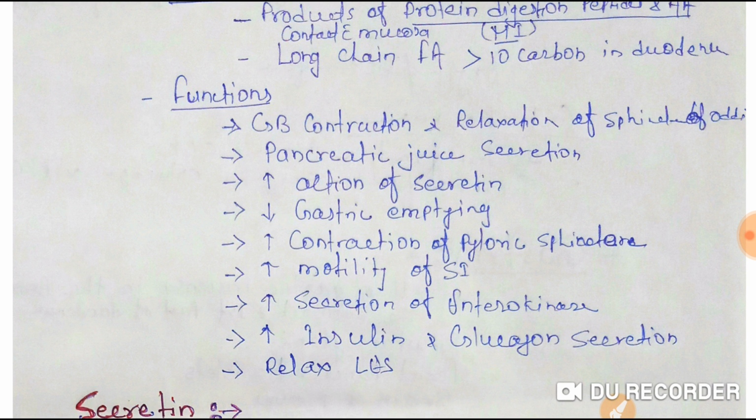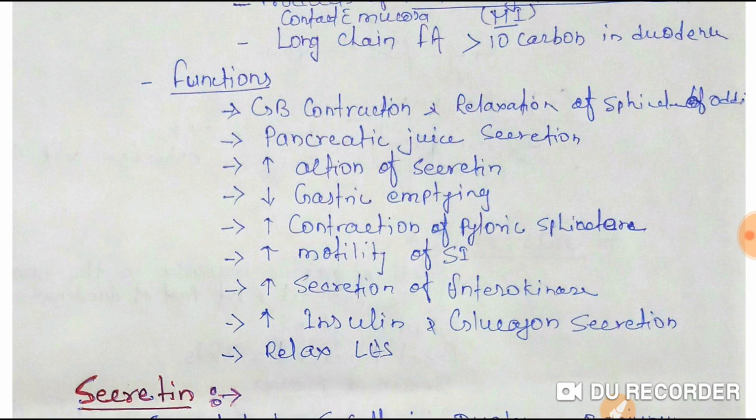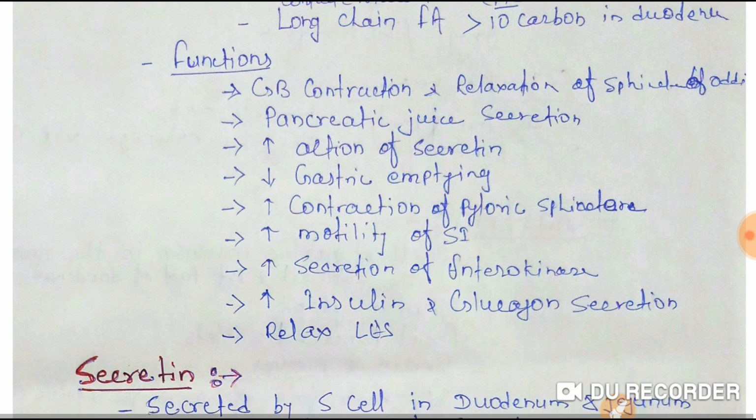There are a lot of functions of cholecystokinin, so you have to remember them. Gallbladder contraction and relaxation of the sphincter of Oddi. Pancreatic juice secretion and increased action of secretin, decreased gastric emptying and increased contraction of the pyloric sphincter, increased motility of the small intestine, increased secretion of enterokinase, increased insulin and glucagon secretion, and relaxation of the lower esophageal sphincter.